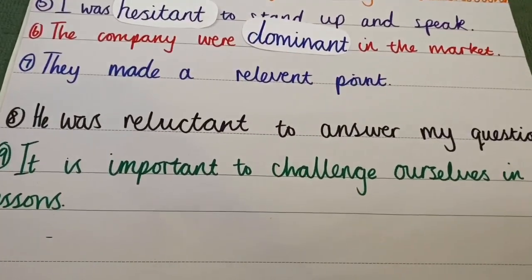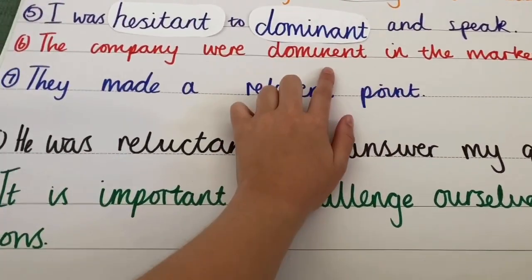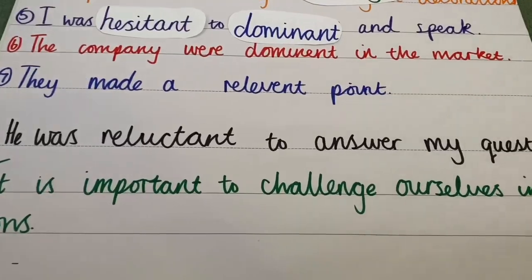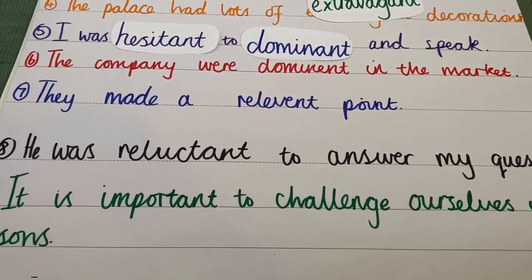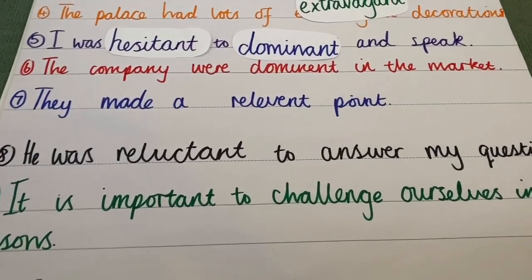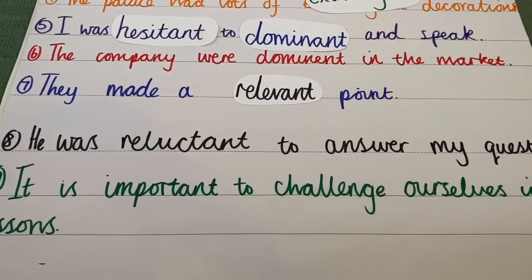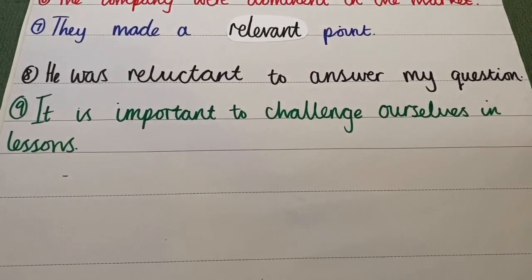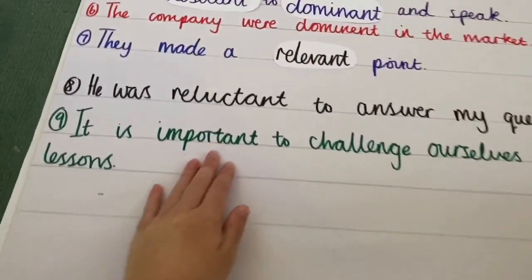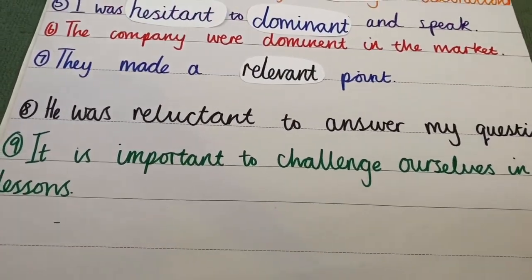Okay, so the seventh one, they made a relevant point. Oh, I've done the exact same as I've done for dominant. I think because I was getting into the whole routine of it, I probably just got too used to writing ENT. It should be ANT. Oh, that's annoying. Okay, anyway, the eighth one, he was reluctant to answer my question. I'm pretty sure that's spelled correctly. I've figured out that it should be ANT, so I've got ANT there. Let's have a look at our spelling.